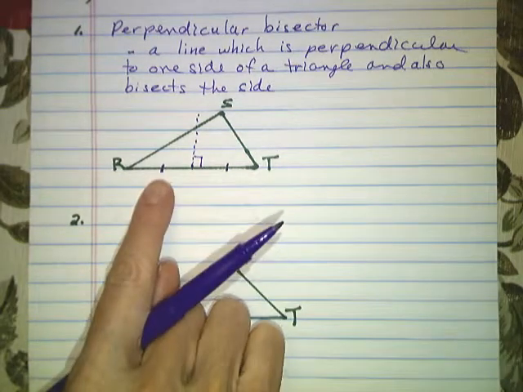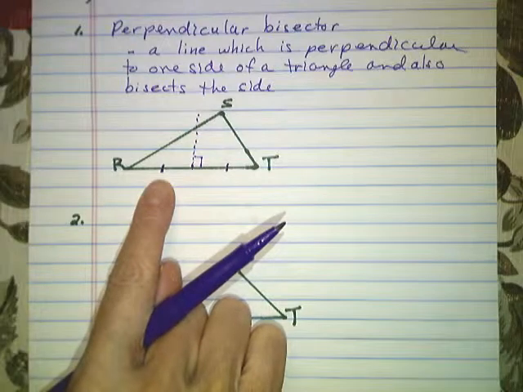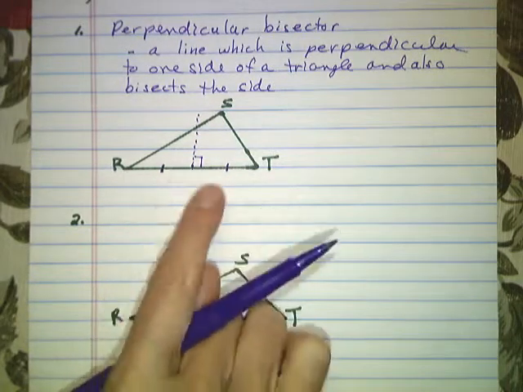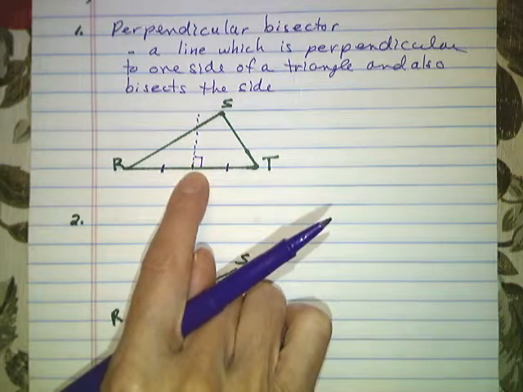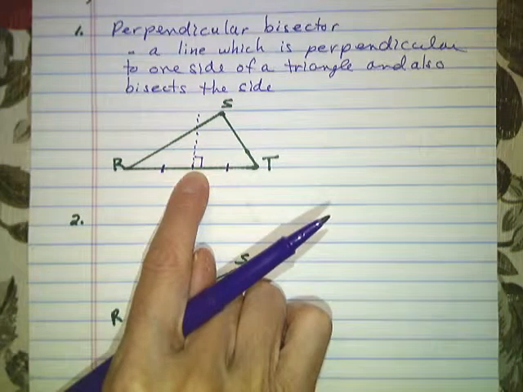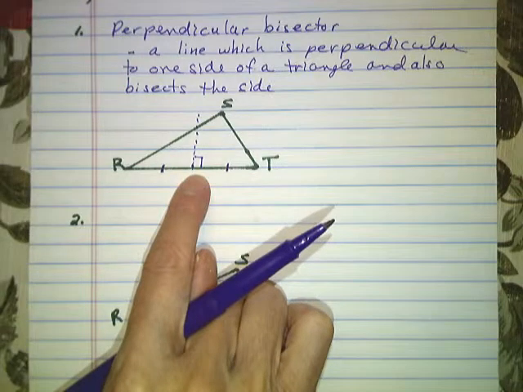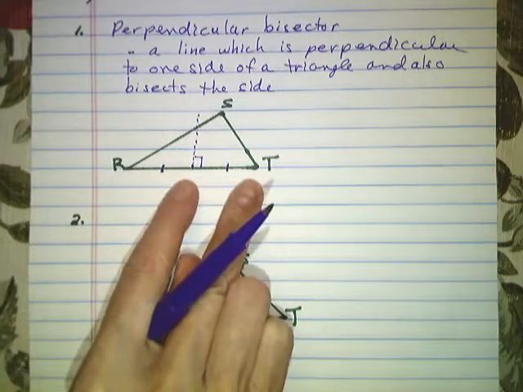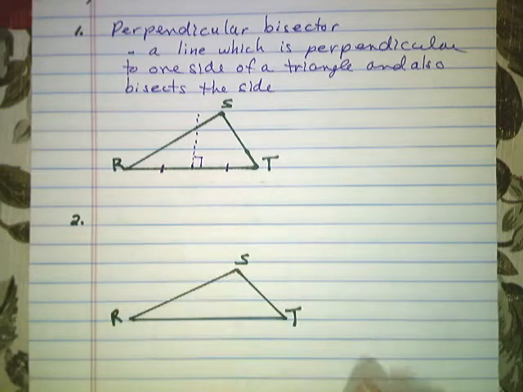Okay, so these would be the appropriate markings for a perpendicular bisector. You have to show that the two pieces are congruent, and you also have to have a right angle there at the perpendicular bisector. For an algebra problem, this piece would be congruent to that one, so you would set those two pieces equal to each other, and that would let you solve for x.